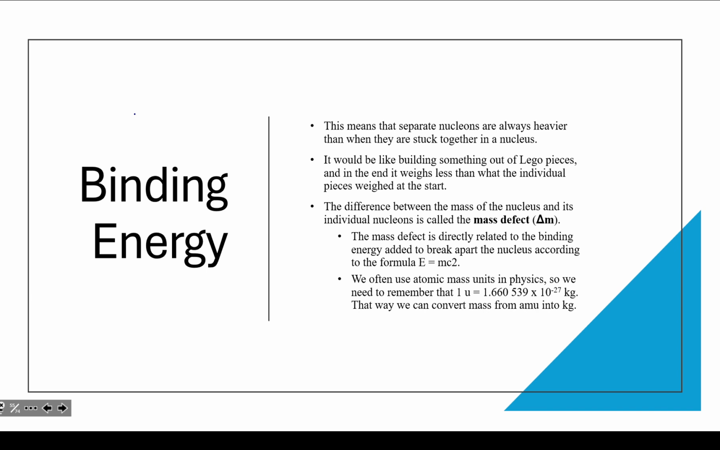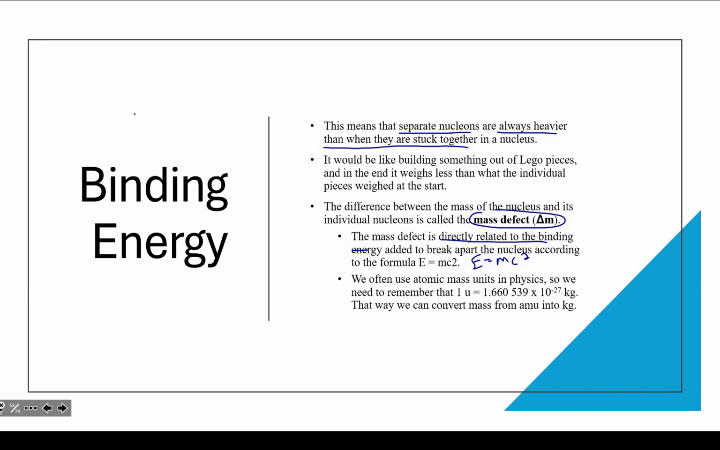So this means that separate nucleons are always heavier than when they're stuck together. And as we said, this is called the mass defect. And this is directly related to the binding energy through Einstein's formula, E equals mc squared.